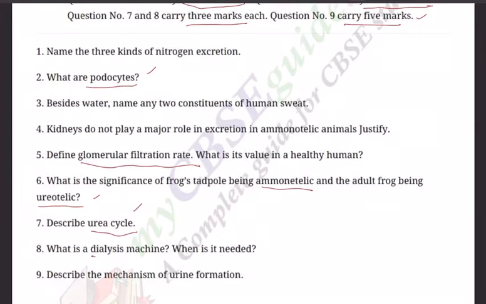And then again, a very much expected question from this chapter. What is a dialysis machine? When is it needed? And maybe how does it function? That's also important. And a long answer type 5 mark question, very important question: describe the mechanism of urine formation. This is very much expected from this chapter as a long answer type question.